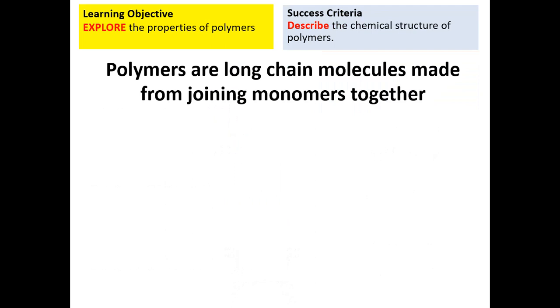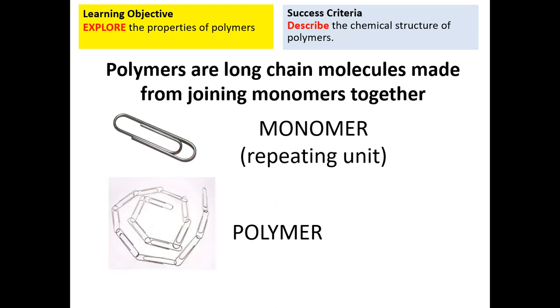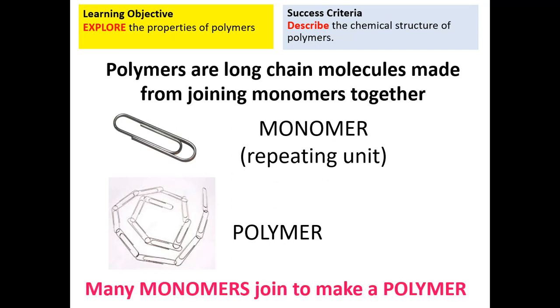So polymers are long chain molecules made from joining monomers together. So if the monomer was a paperclip, it's the monomer that is the repeating unit. So one thing that repeats itself over and over and over again. So many monomers join together to make a long chain polymer. So our polymer would be a chain of paper clips. Now we said already that this can happen hundreds, thousands, or even millions of times. So it's not just one or two, these chains are millions of monomers long.